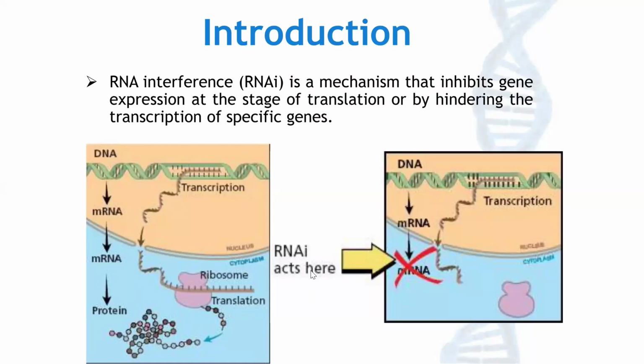But here, when we have RNA interference, the DNA is converted to mRNA, and then the mRNA is inhibited or deactivated so that protein synthesis will not take place. So in simple terms, RNA interference is a type of RNA that blocks protein synthesis. It inhibits the synthesis of proteins by stopping the translation. So that is the meaning of RNA interference.